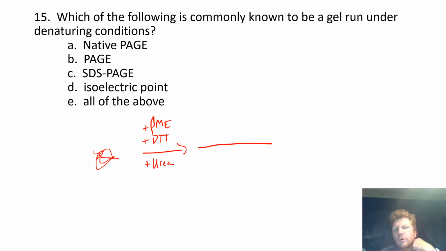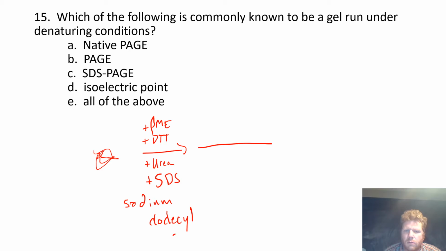And basically what we're doing is we're trying to disrupt any sort of interactions between the side chains, those R groups. And one thing that we're going to be doing is we're also going to be providing our protein with a uniform negative charge, and we do that by the addition of SDS, sodium dodecyl sulfate. SDS.